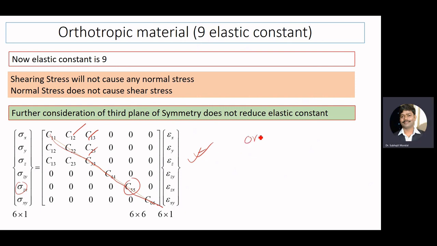Now in orthotropic material we have assumed two planes of symmetricity. Now if we consider one more plane, a third plane also as symmetric, you will observe that we are not able to reduce the elastic constants. The number of elastic constants with two planes of symmetricity and three planes of symmetricity is constant, that is 9.